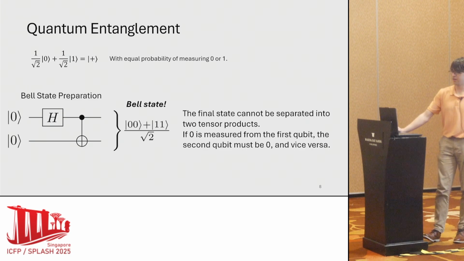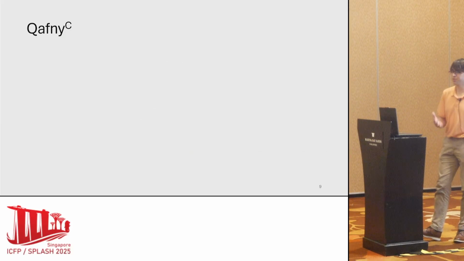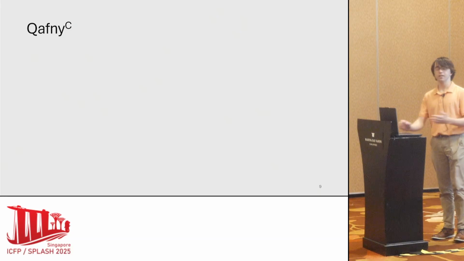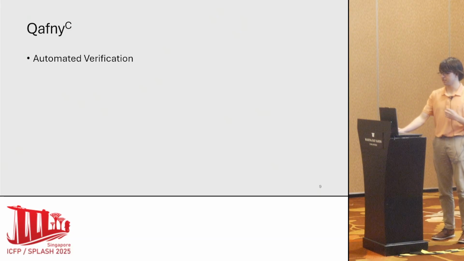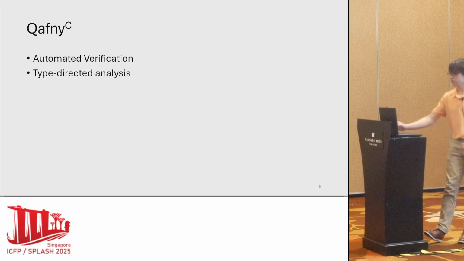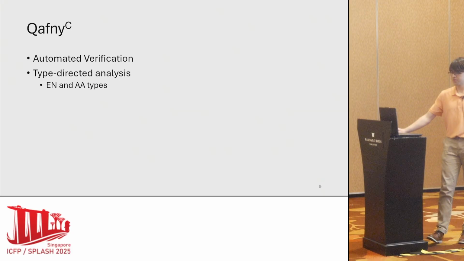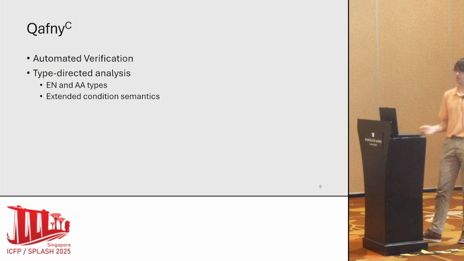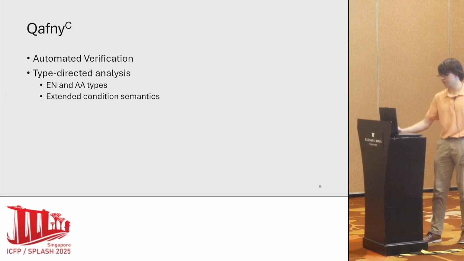If we measure a 1 from the first qubit, a 1 must result in the second. So what have we introduced in QafnyC? In QafnyC, we have a new automated verification system. We can use types to direct our analysis and verification, and we've introduced two new types, or we've modified the EN type and introduced the amplitude amplification, or AA type. We've also extended the condition semantics to cover a greater range of programs and algorithms.